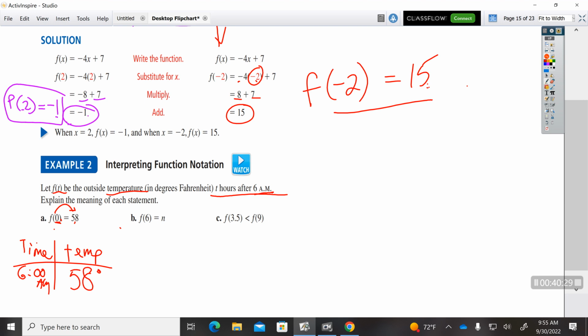Who wants to give the next one a try? ¿Qué hora es aquí? A las 12. ¿Por qué son las 12? Porque son 6 horas después de 6 de la mañana. That's the hours after 6 a.m. So 6 a.m. plus 6 hours is 12 p.m. Are you with me? Now, what's the temperature there?